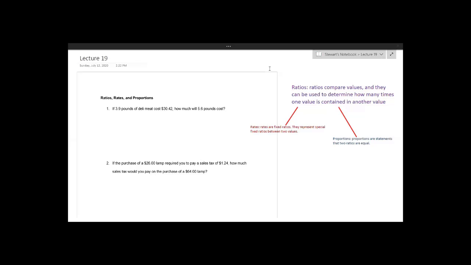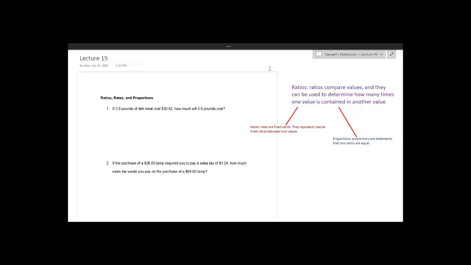Proportions from there are just statements that two ratios are equal. And we'll see that as we go down. If you ever compare sides of shapes that are the same, but one's larger, one's smaller, you can compare the sides as ratios, and we'll see that as we go along.